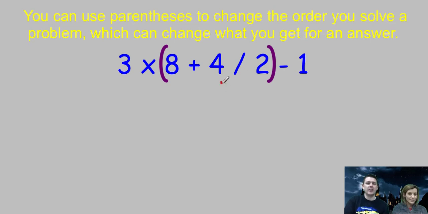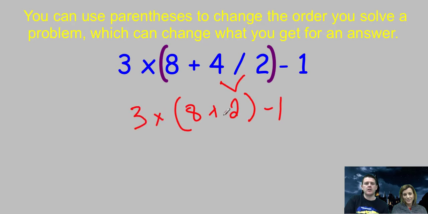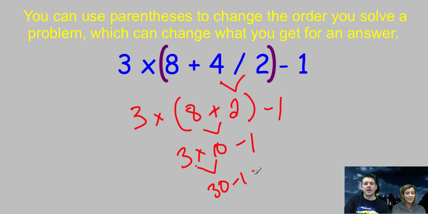No. So inside the parentheses, we still follow order of operations. 4 divided by 2 is 2. Division comes before addition. Now I'm going to finish inside the parentheses. 8 plus 2 is 10. 10 times... Now I'm going to do my multiplication before I subtract. 3 times 10 is 30. Minus 1 is 29. So I forgot to say the rule was whichever one gets the higher answer wins.